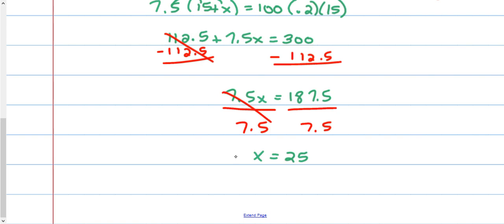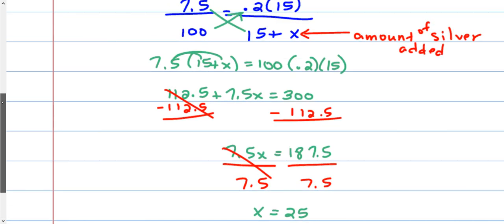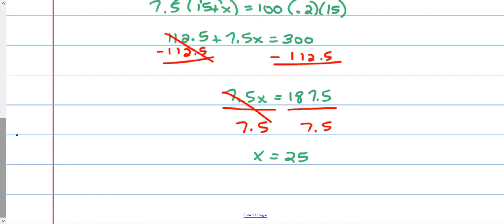So this means since x is equal to 25, x was the amount of silver added. So that means that we should add 25 ounces of silver, of pure silver, to the mixture to make sterling silver.